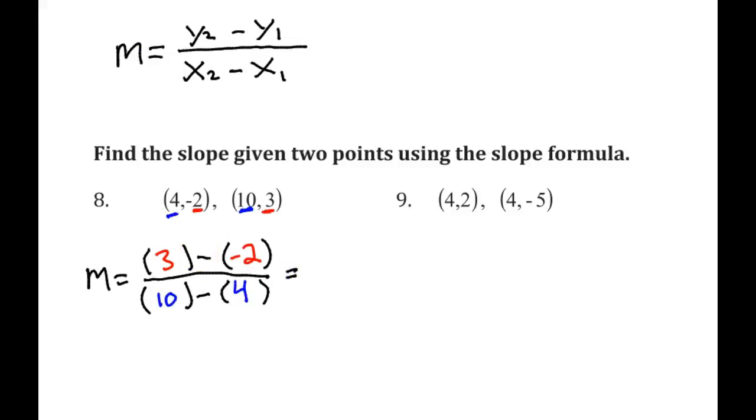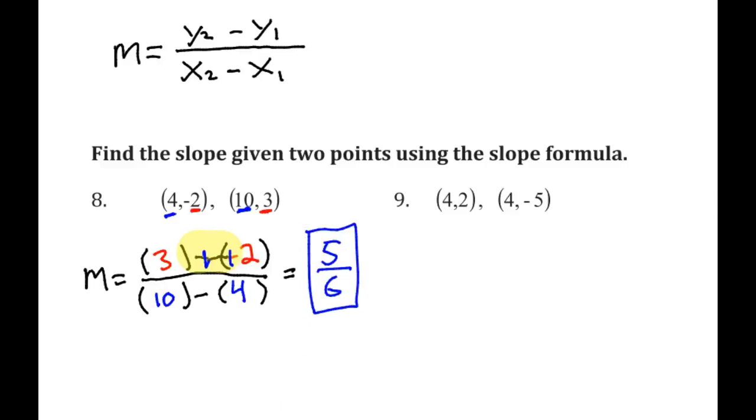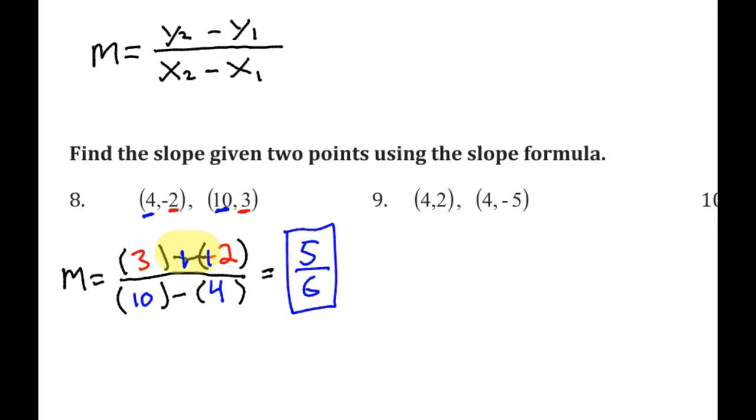So right here, we have a double negative, so it's going to be 3 plus 2, which is 5. And then we'll have 10 minus 4, which is 6. So there you go, there's your slope there. Let's do a few more.